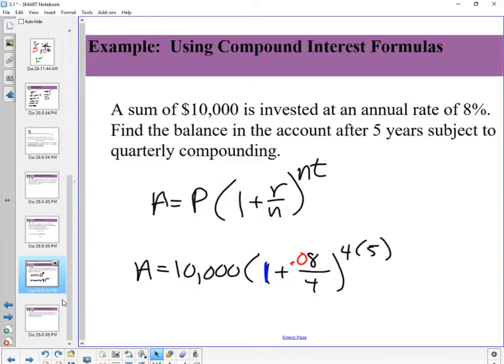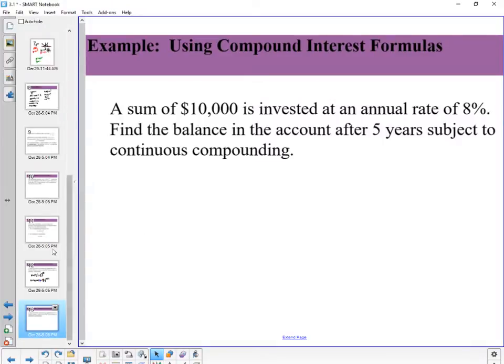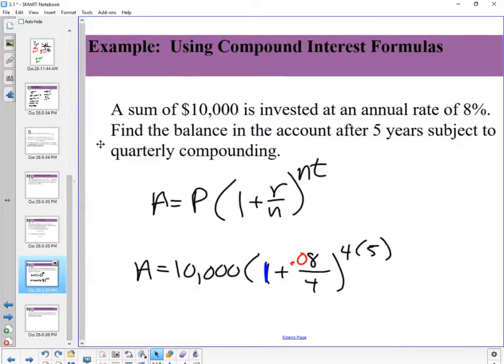All right, so what do we get? I got 14,959.47. Good. Can I get someone else? I already got 2 people. 14,599. All right. One more time, someone. 14,859.47? Approximately? Yeah.